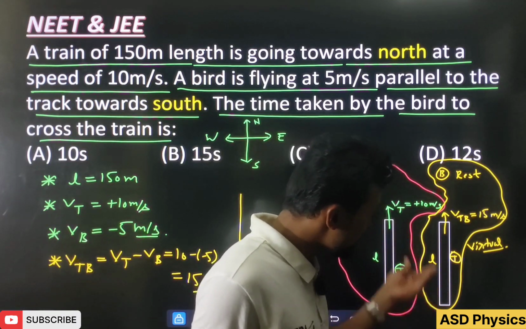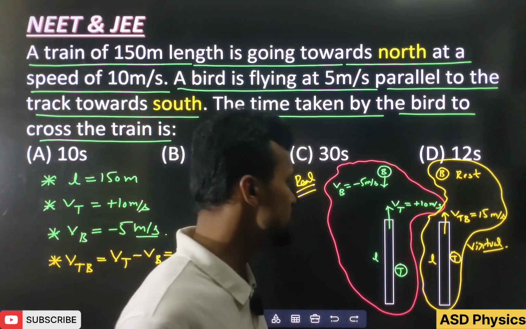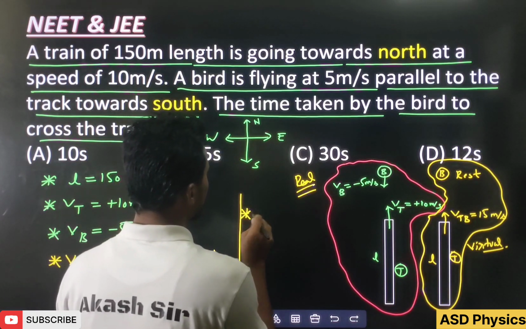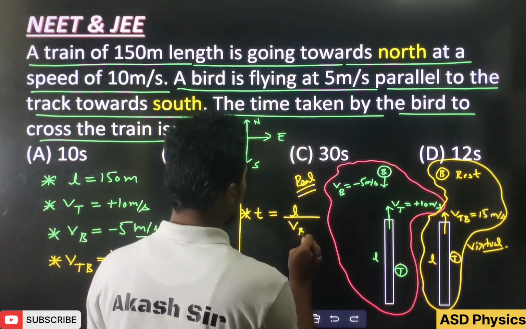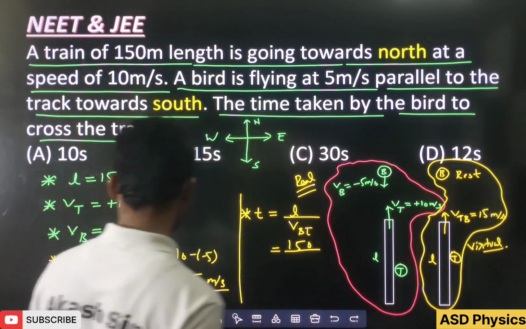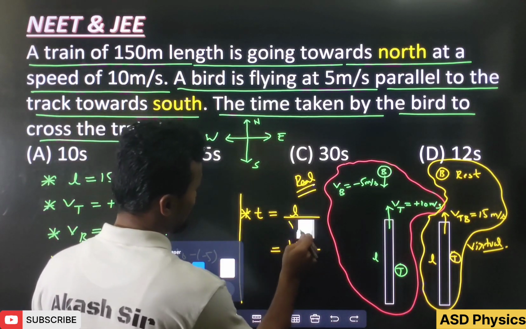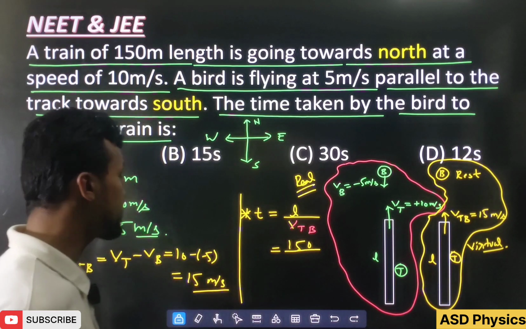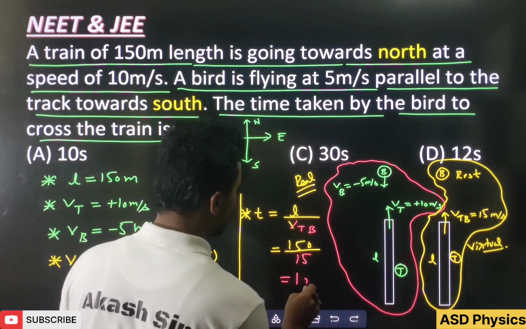So if the train wants to cross the bird, how much distance does the train have to travel? The train has to travel a distance equal to its length only, then only it will be able to cross the bird. So the time taken to cross the bird is L by VTB, the velocity of the train with respect to the bird. L is 150, VTB is 15. So 150 by 15 comes to 10 seconds.